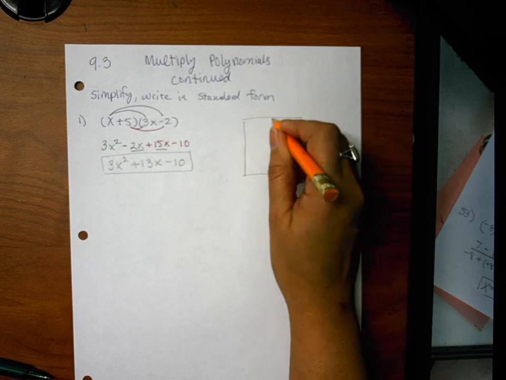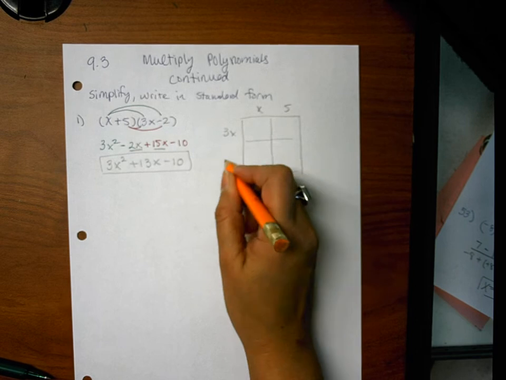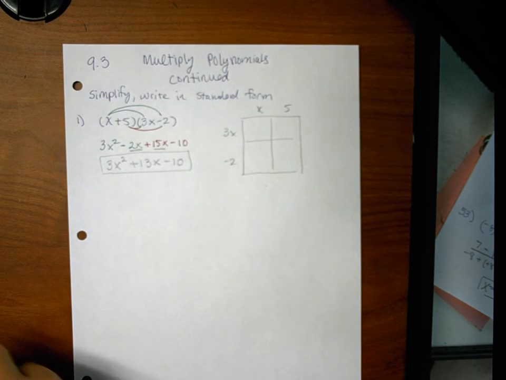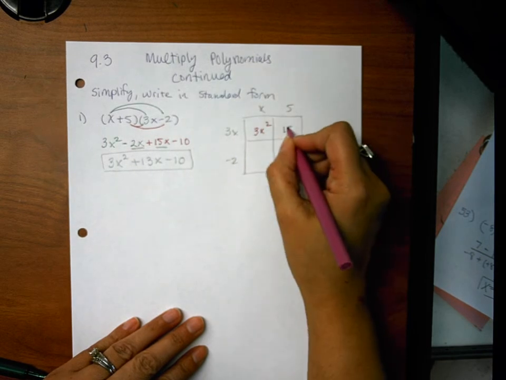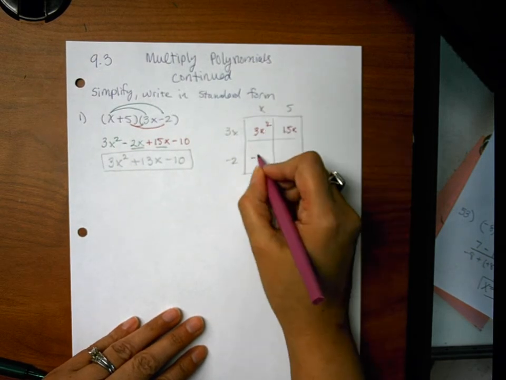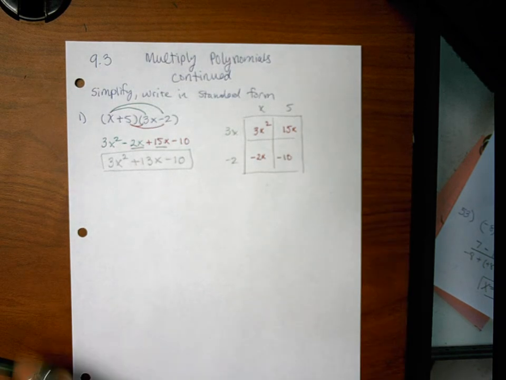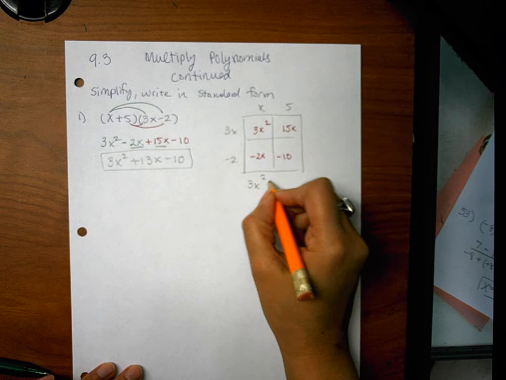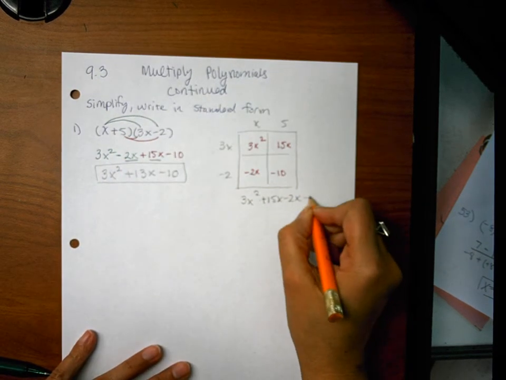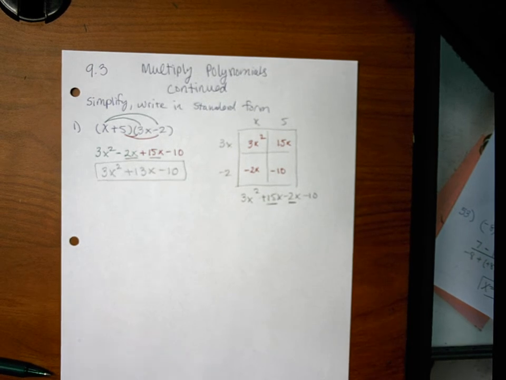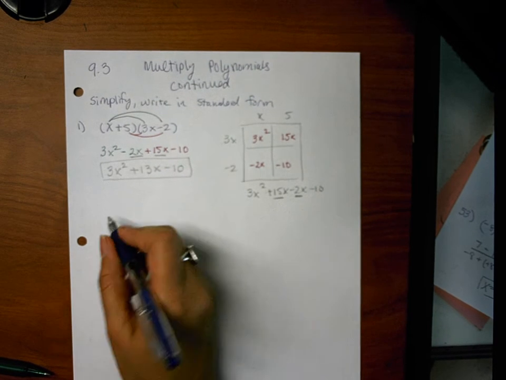Okay, now if you wanted to, you do not have to write this on the side unless you like this method instead. If you do, you would do x, 5, 3x, negative 2, and then fill it in. 3x times x is 3x squared. 3x times 5 is 15x. Negative 2 times x is negative 2x. Negative 2 times 5 is negative 10. And then you would write it all out and combine like terms. And you'd end up with the same thing we did there. Okay.